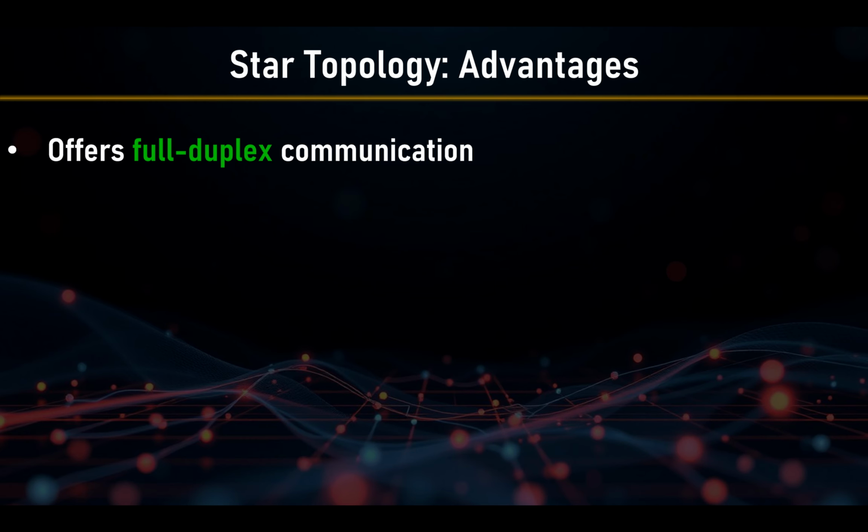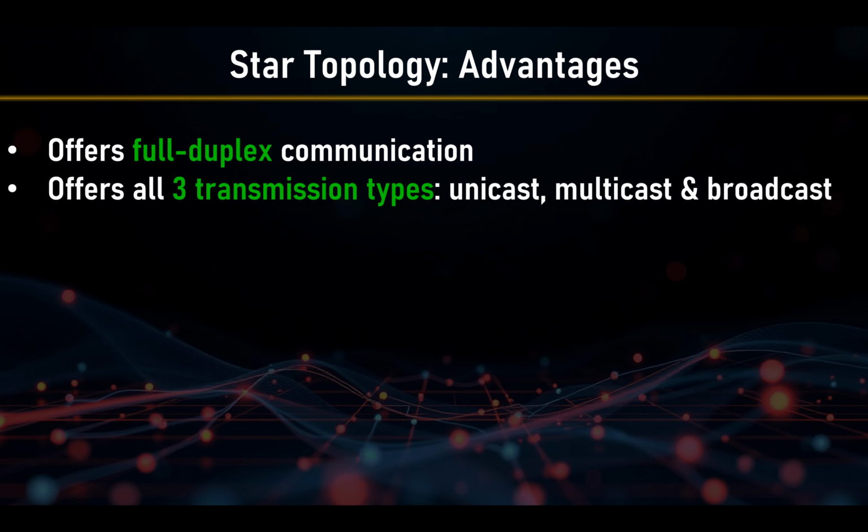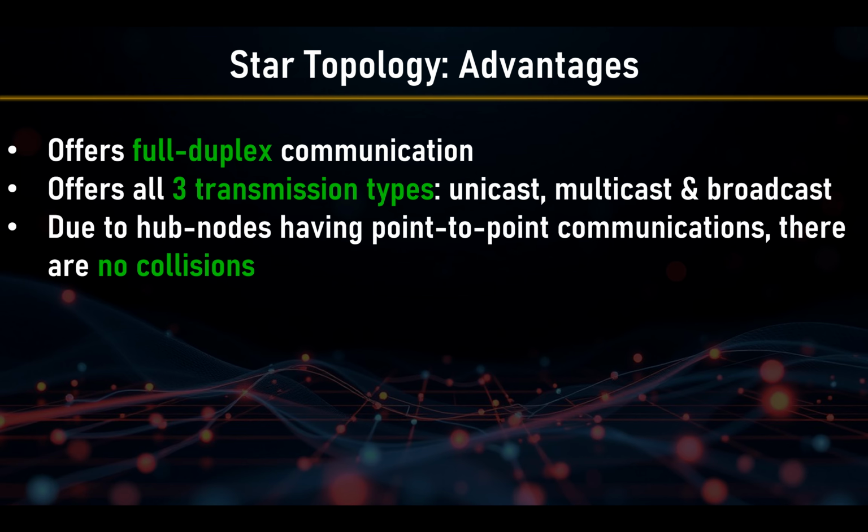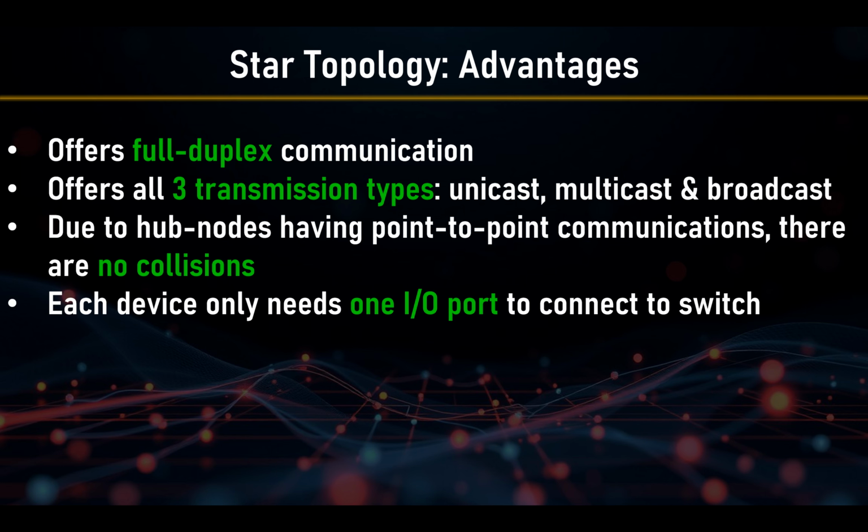Alright, so the advantages: it's going to offer full duplex communication again, and three transmission types, unicast, multicast, and broadcast. Due to the hub-node connections having point-to-point connections, there's going to be no collisions, so I guess that also makes it fast. Each device only needs one I/O port, one input-output port, to connect to the switch. Whereas in a mesh, if it's connected to 5 different devices, then you're going to need 5 Ethernet ports.